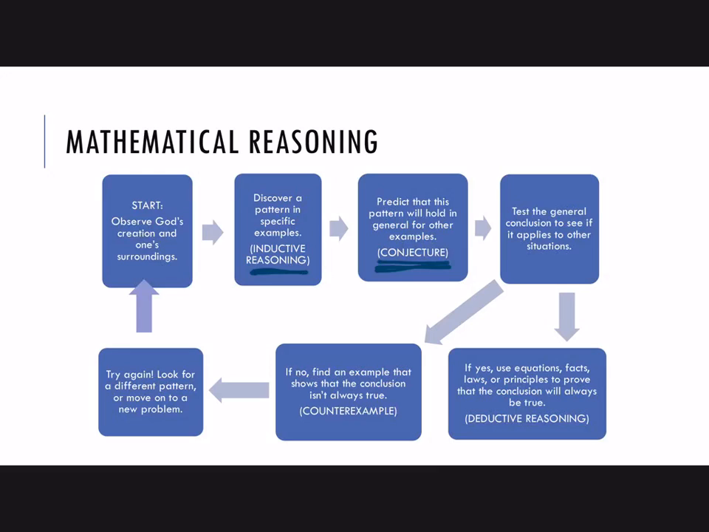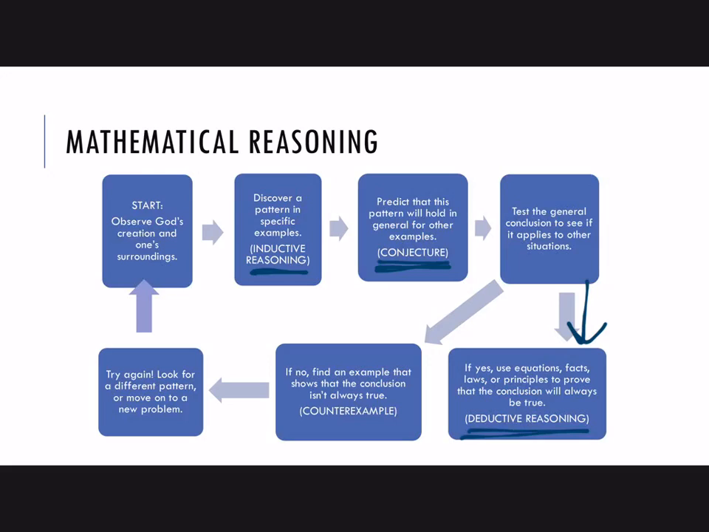Then we test this general conclusion, the conjecture, to see if it does apply to other situations. If it does, if we see that, yeah, it worked in our first 10 examples and I tried it in 30 more and it still seems to be a good pattern, then we want to try to use deductive reasoning to actually prove that this is true all the time. So we use equations, facts, laws, or principles to prove that the conclusion will always be true.